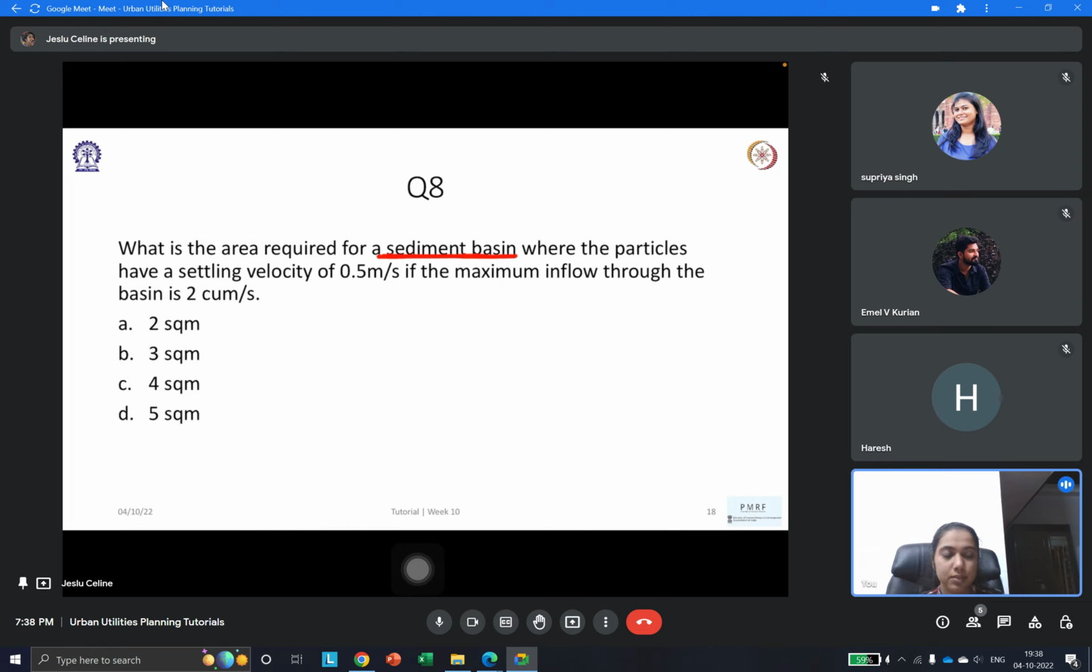Any guesses? What is it? What does the name suggest? A sediment basin. What does it mean? It's for settlement of particles. Maybe similar to a pond, you can say. Exactly, yeah. So it's similar to whatever we discussed before also.